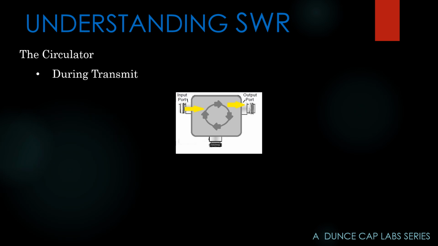So during transmit, power comes in the input port, goes out the output port. No problem. The loss in this thing is just incredibly small. So don't ask how many watts of power it wastes. They are very efficient. Again, I told you they were magic. Well, this is a circulator. What we need is an isolator, especially once reflected power starts to come down the line.